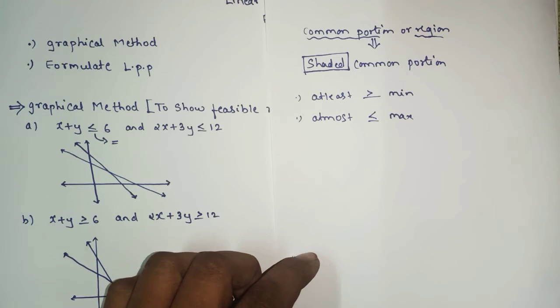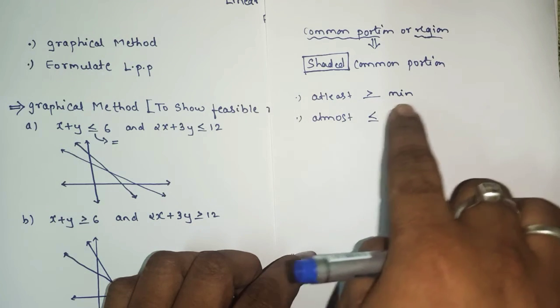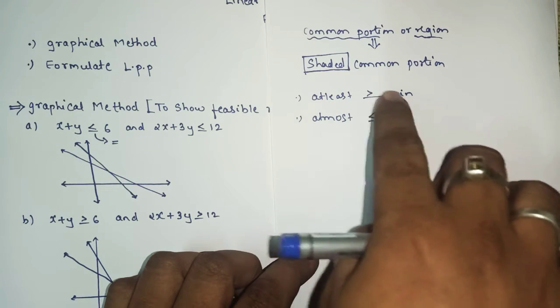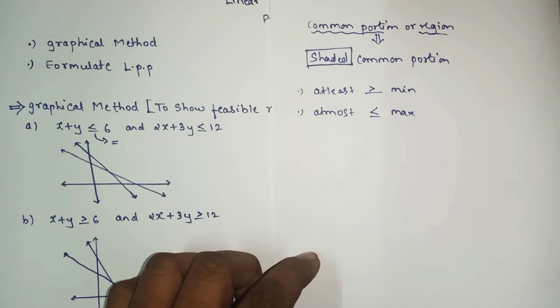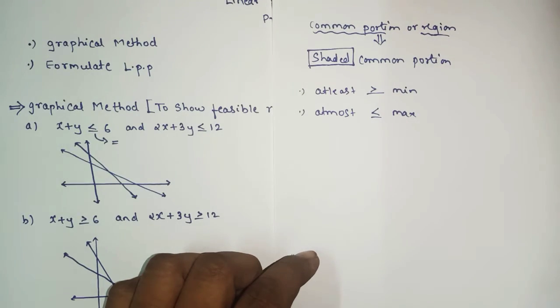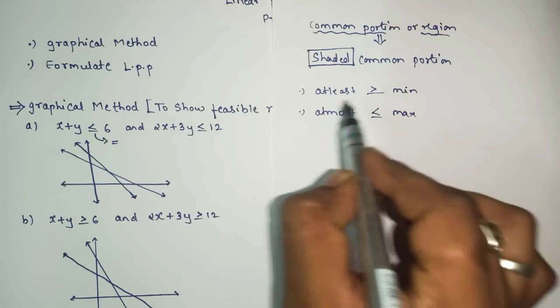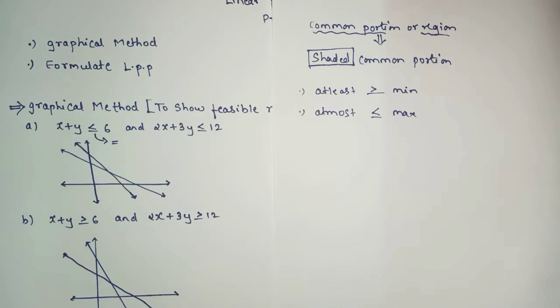Remember this. Minimum means at least and maximum means at most. That means for at least and minimum, the symbol will be greater than or equal to, and for at most and maximum, it will be less than or equal to. Got the point? So this is the main point which you have to remember in this topic.